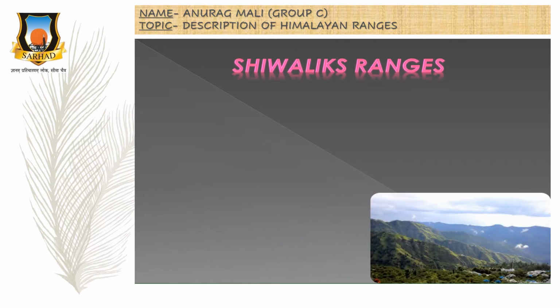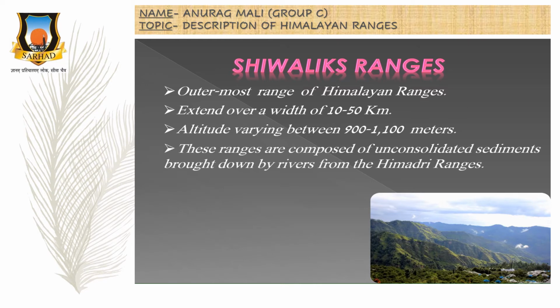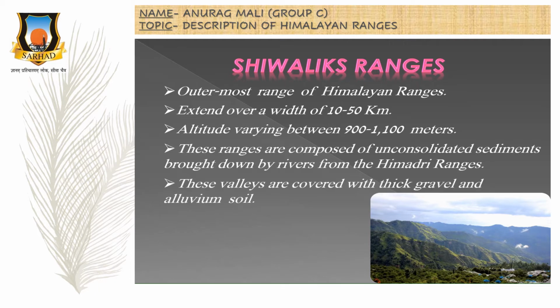Shivalik Ranges, the outermost range of Himalayan ranges, extend over a width of 10 to 50 kilometers, with altitude varying between 900 to 1100 meters. These ranges are composed of unconsolidated sediments brought down by rivers from the Himadri ranges. These valleys are covered with thick gravel and alluvium soil.